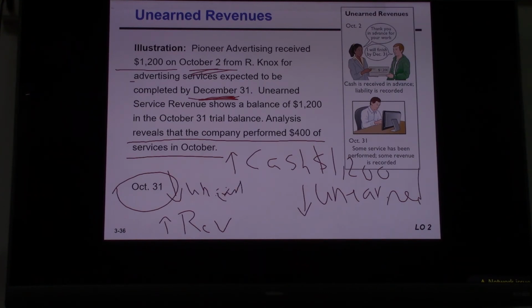by the same value. So again, an adjusting entry on October 31st is required to record service revenue by $400 because we performed this part of the service. So our revenue will increase. It will be recorded on the credit side. And at the same time, our obligations, our liability will decrease. So unearned service revenue will decrease by $400, so it will be debited.